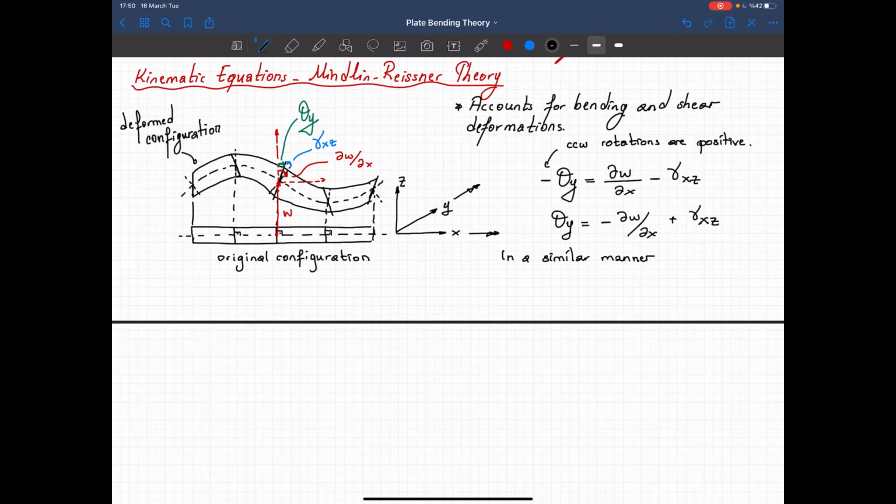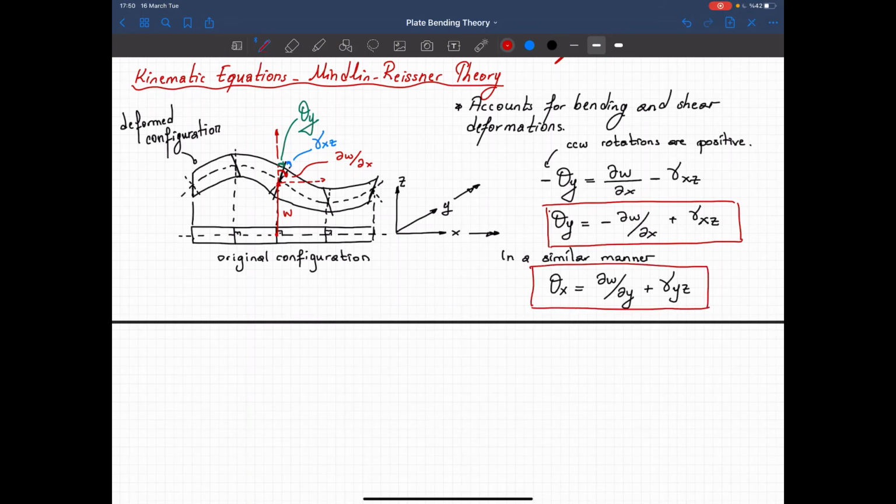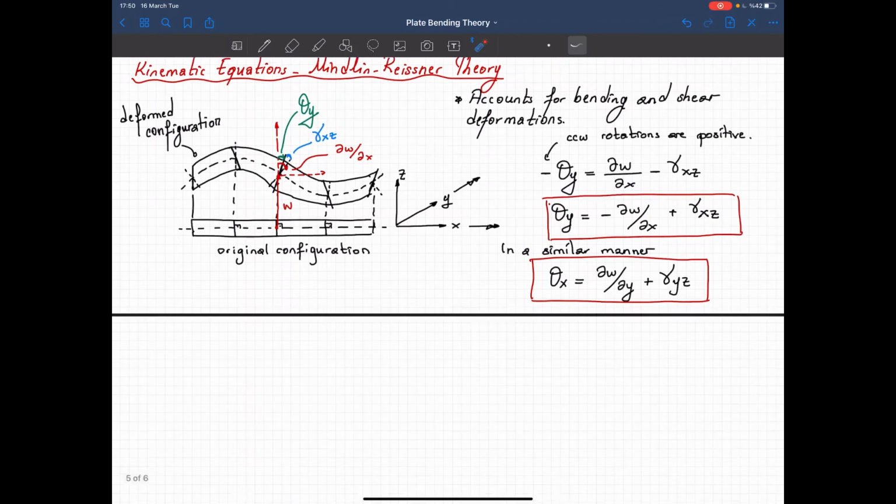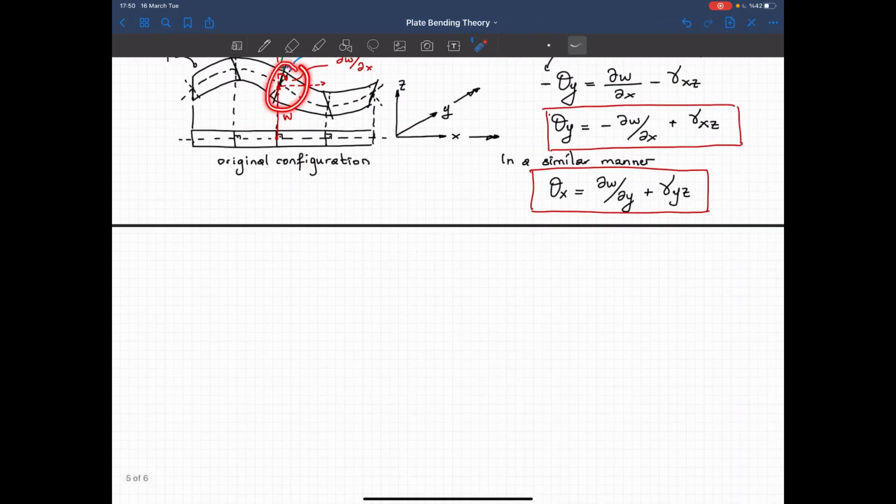So in a similar manner, I can write the following. Theta x is equal to del w over del y plus shear strain yz. So as you see, we have the first order correction. In other words, a linear distortion due to the shear deformations. And once we have that, these are the rotation definitions.